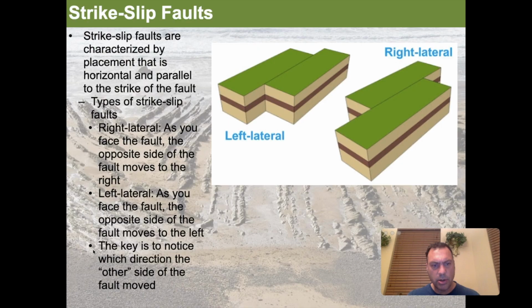And I have a little note in here. The key is to notice which direction the other side of the fault moved. So you want to keep that in your mind when you're trying to figure out if you're looking at a left lateral or a right lateral strike-slip fault. And remember, strike-slip faults in general do not move up or down. There can be slight variations, and it might push something up or pull something down. But overwhelmingly, the motion is side to side, right along the land surface.